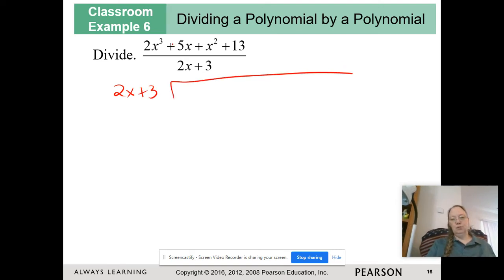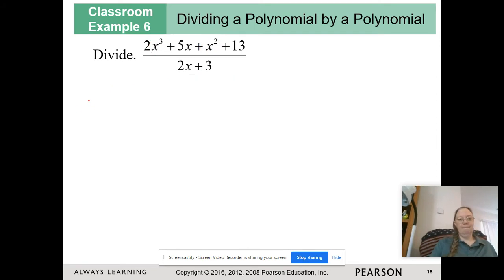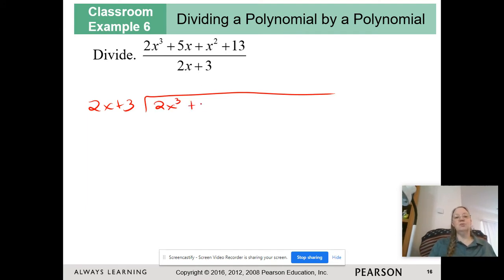Now, I do want to point out that this is not written in descending order. I've got my x cubed here, but my x squared is here. I have to rearrange the terms so that it is written in descending order. It has to be 2x cubed, my x squared has to go next, and then my x, and then my 13. Just double check: if I have an x cubed, I have to have an x squared, I have to have an x, and I have to have a constant, which I do. I've got one of all of those. So no missing terms on this one.